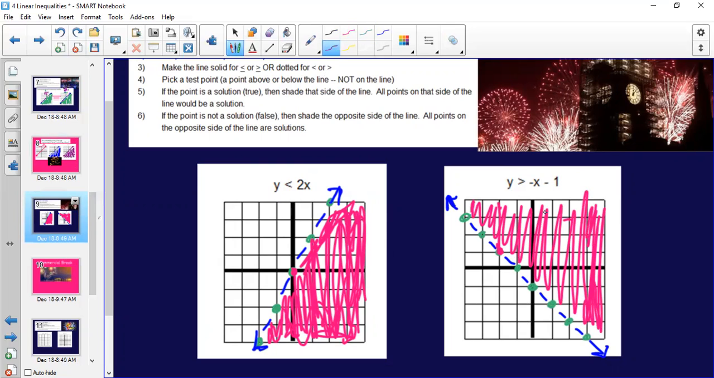So I could pick a point. Is this point here a solution? Yes, it is. Is this point a solution? Yes. Is this point a solution? No, because it's not in the shaded region. So it's kind of a quick way to see where all of your answers are.